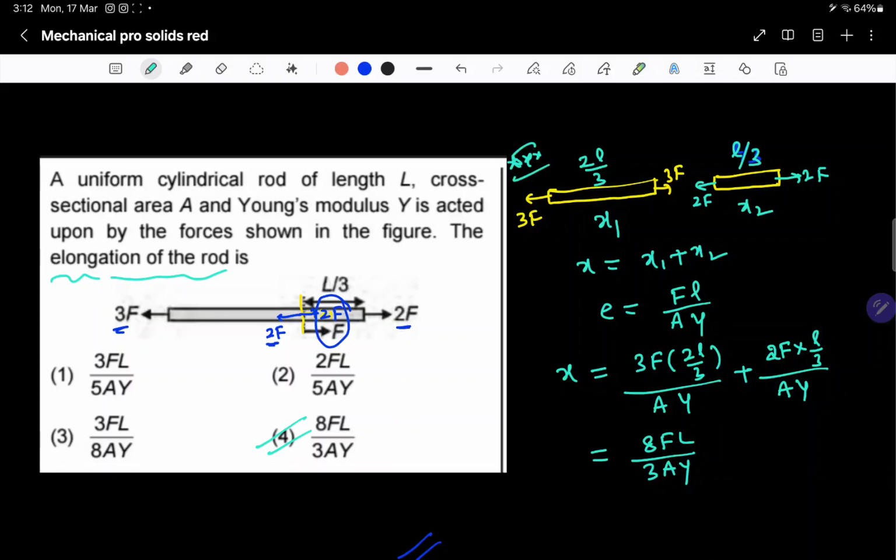These model questions are also asked, students. So this is about mechanical properties of solids. So please practice these different model questions for the coming entrance exams.